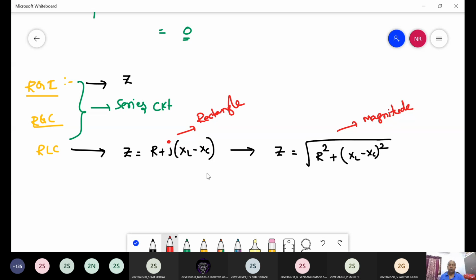Right. Polar to rectangular and rectangular to polar conversion, do you remember? Yes, sir. Sure. If anybody has a doubt, clarify it right now. Anybody have a doubt? No, sir.